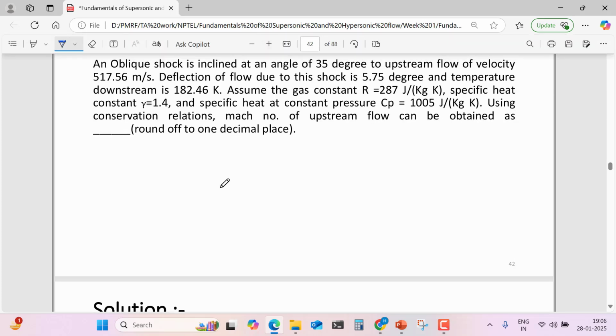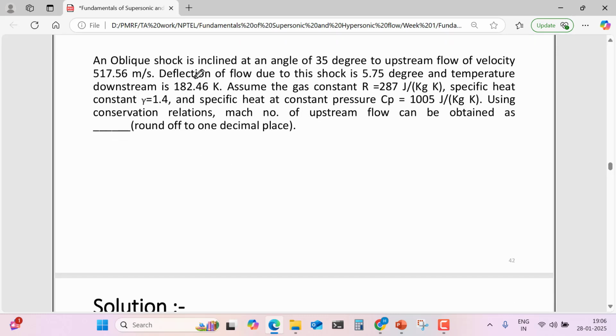We will solve one problem related to oblique shock. An oblique shock is inclined at an angle of 35 degrees to an upstream flow of velocity 517.56 meter per second. Deflection of flow due to this shock is 5.75 degrees and temperature downstream is 182.46 Kelvin. Assume the gas constant R equal to 287 joule per kg Kelvin, specific heat constant gamma equal to 1.4 and specific heat at constant pressure Cp equal to 1005 joule per kg Kelvin. Using conservation relations, the Mach number of the upstream flow can be obtained as.